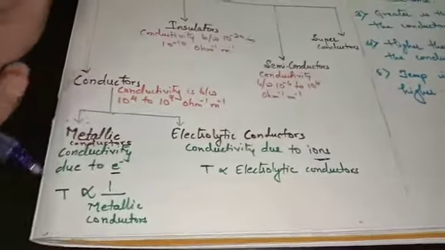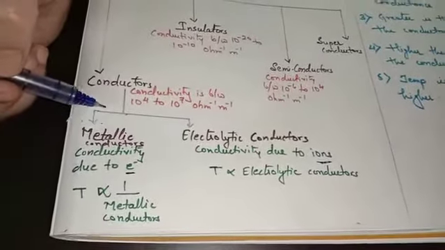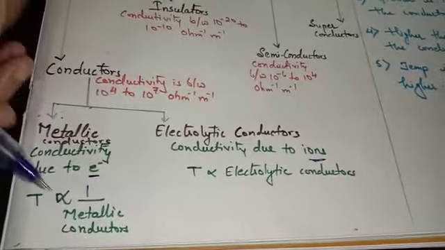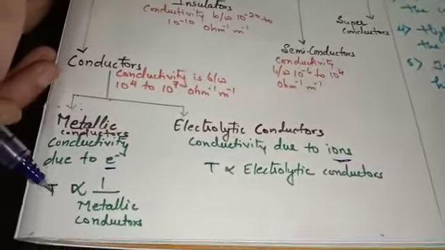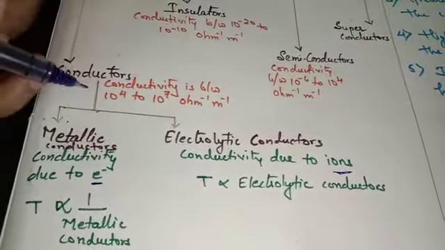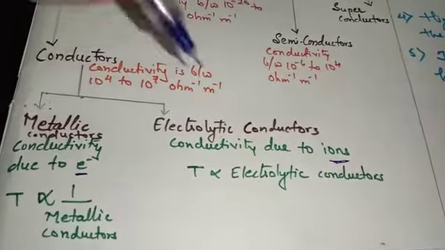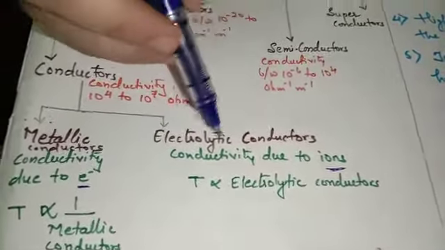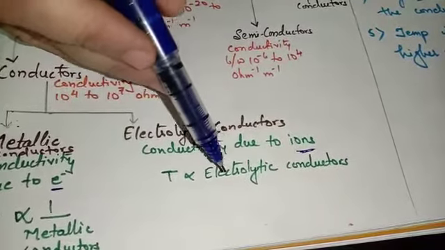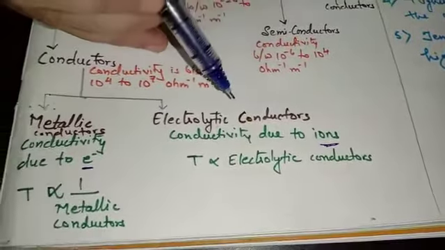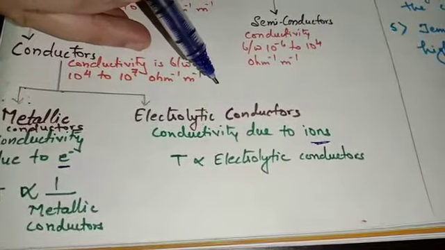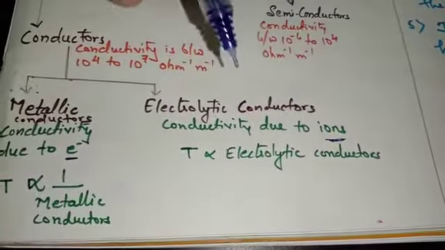So the first will be temperature. On increasing temperature, the metallic conductor conductivity decreases. Why? Because when you are going to increase the temperature, along with the electrons, the positive kernels also start moving, which causes hurdles in the path of the electron, and hence its conductivity decreases. Whereas coming to the electrolytic conductor, when we increase the temperature, the electrolytic conductivity also increases, because as temperature increases, dissociation increases. As dissociation increases, number of ions increases, which increases its conductivity.